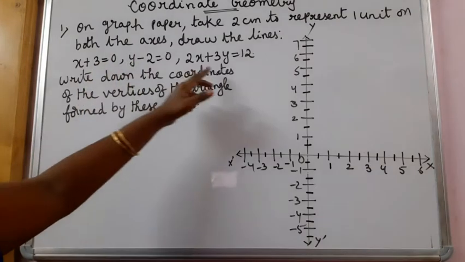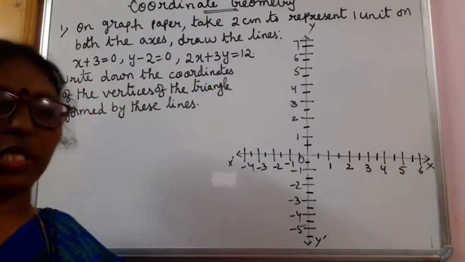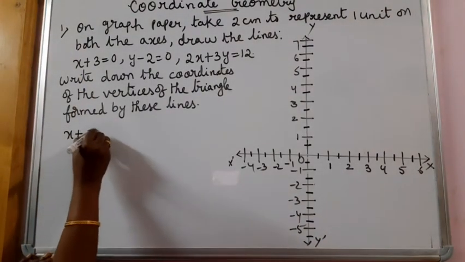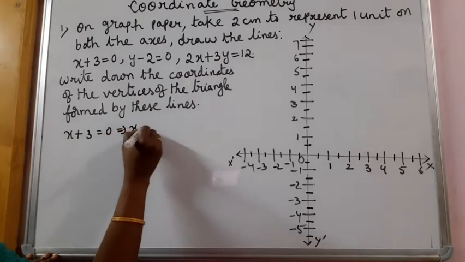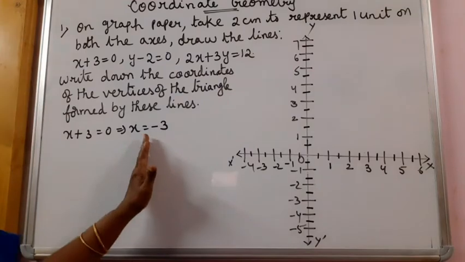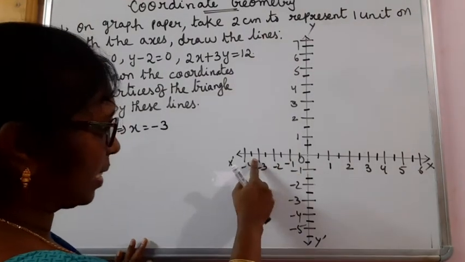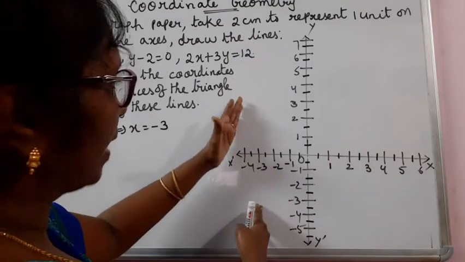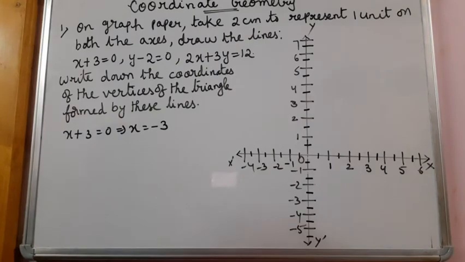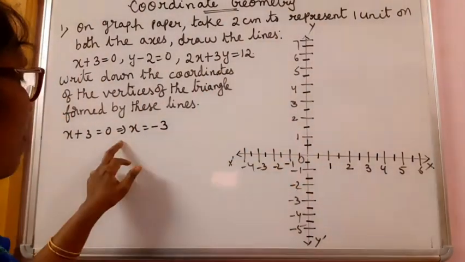Now we have to draw the graphs of these 3 lines. x plus 3 is equal to 0. What does it mean? x plus 3 is equal to 0 means x is equal to minus 3. You know that? x is equal to minus 3 means the line parallel to the y-axis at a distance of 3 units from the left of the y-axis.